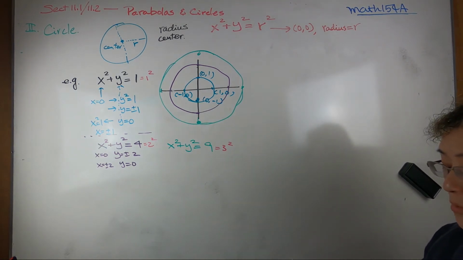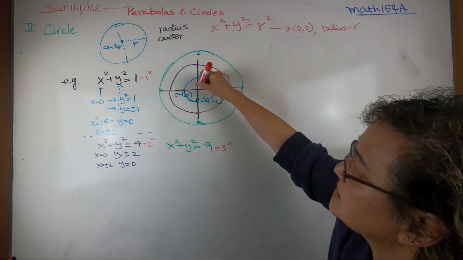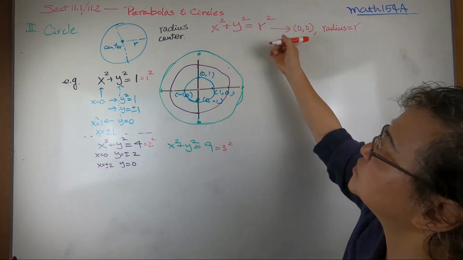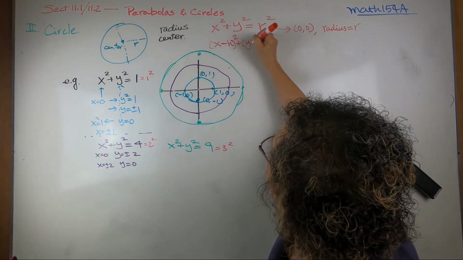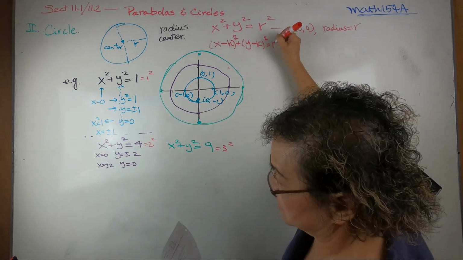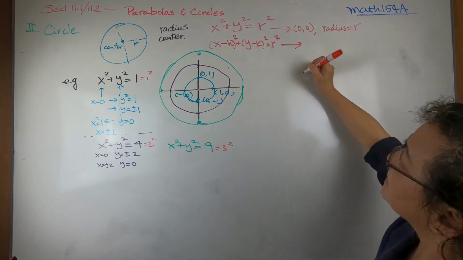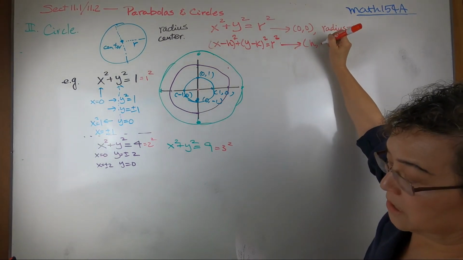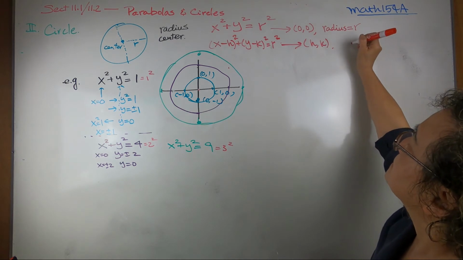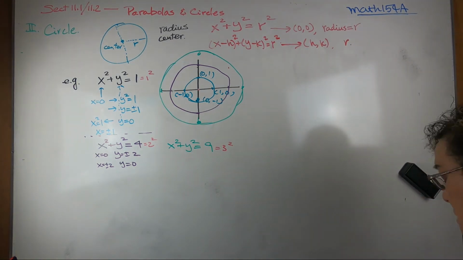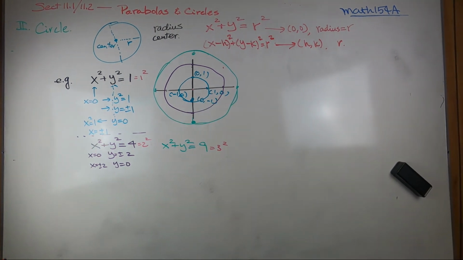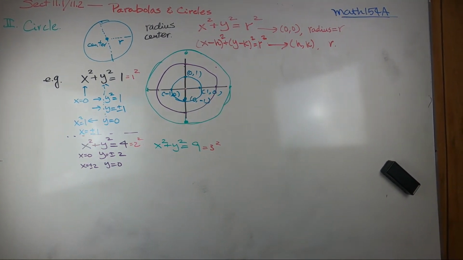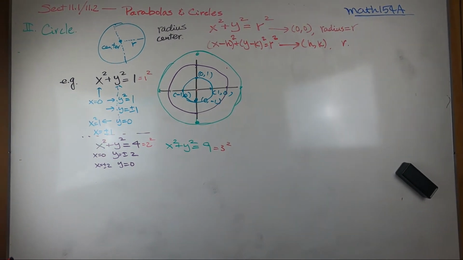If we shift things around, this center is (0, 0). If the center is (h, k), you will have a case like this: (x minus h) squared plus (y minus k) squared equals what? r squared. Then your center will be (h, k), right? Then the radius will be r. Okay? So for the circle, the formula is relatively simple. Everything is a square. Okay?